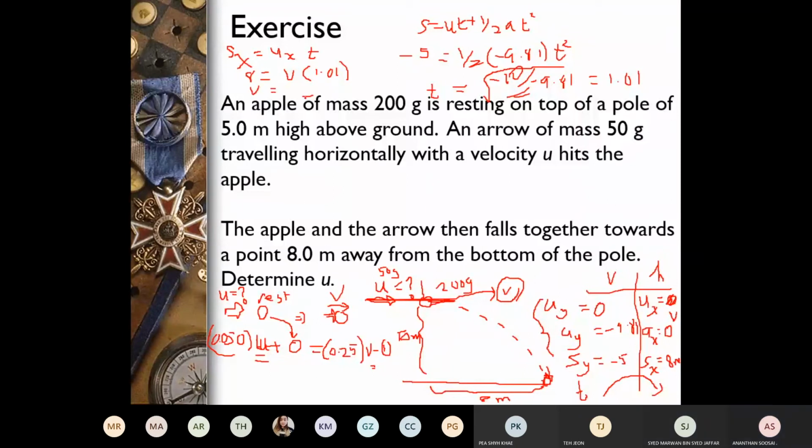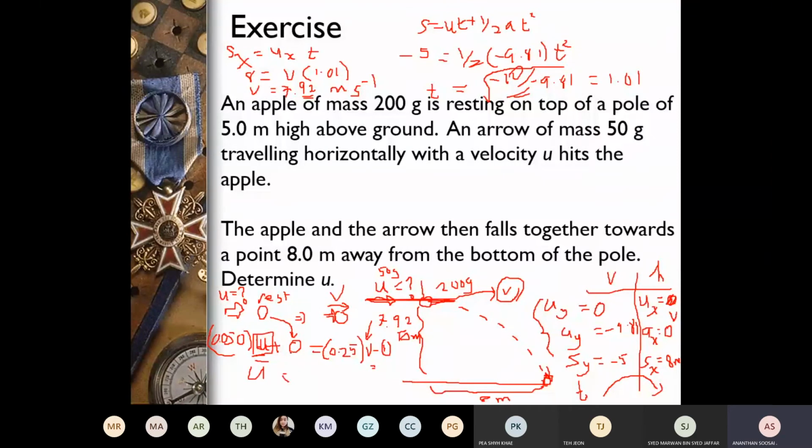So get your V. What's your V? In meter per second. Anyone? What's the V? Okay, 7.92. Once you know the V, now you can find the U, the initial velocity. Because V you know already. So put the V, 7.92. Okay, so work out your U.